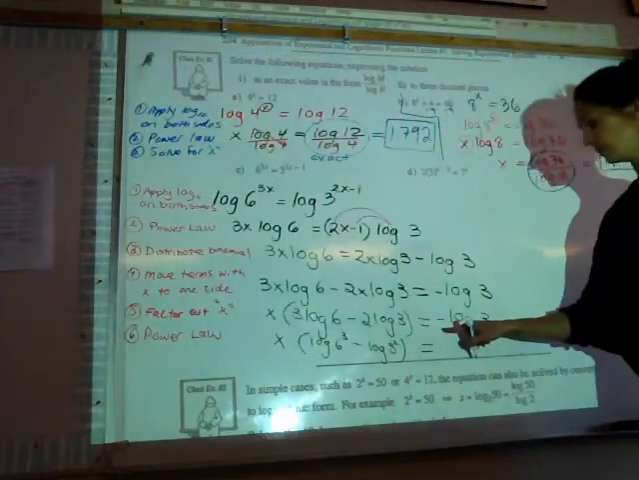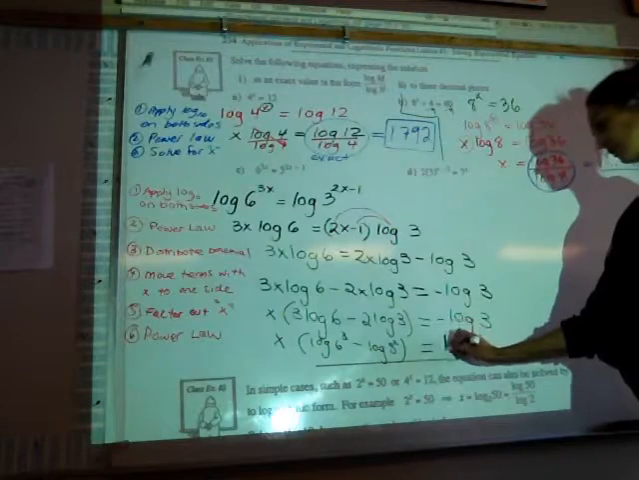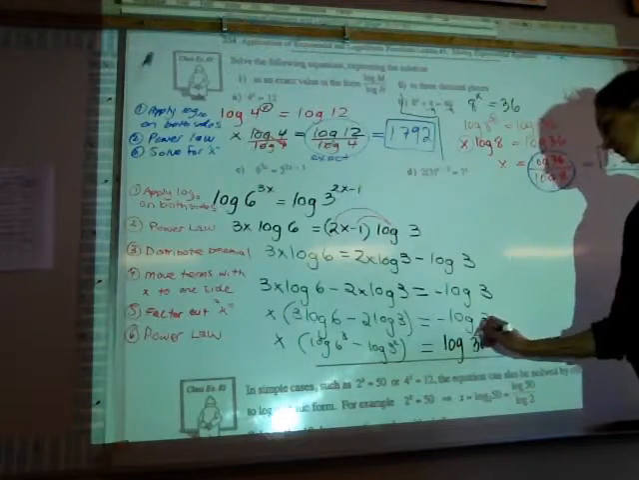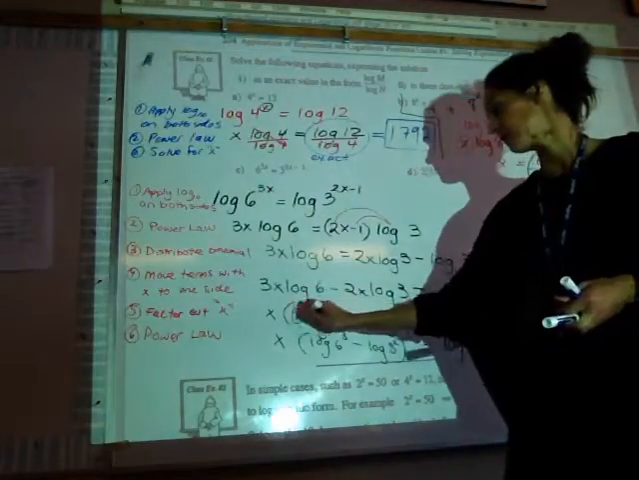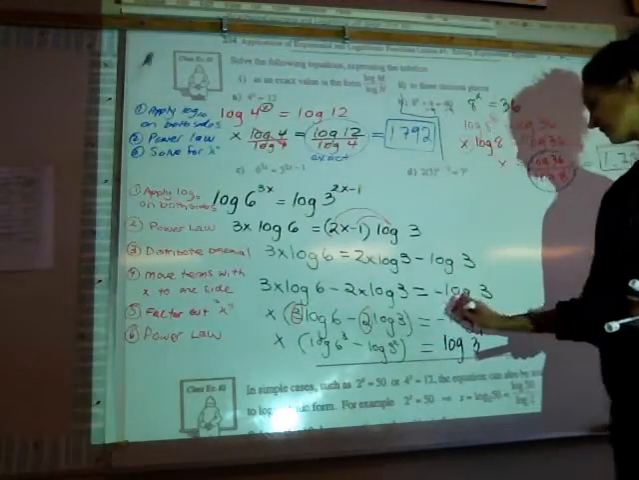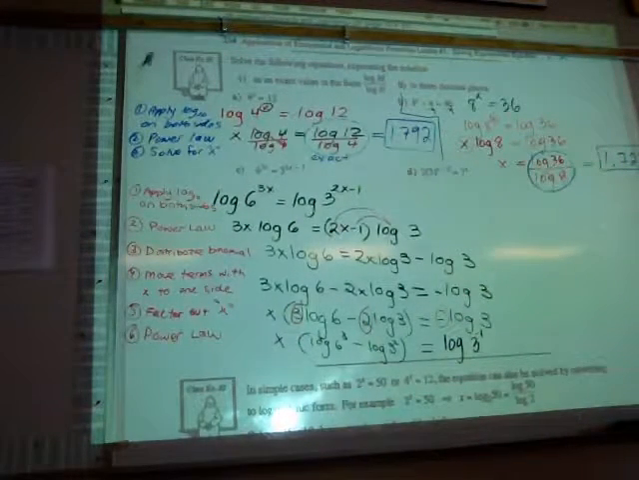That's going to equal this negative. It's going to become an exponent. So we equal log 3 to the power of negative 1. So we took all these coefficients and we moved them as exponents. Okay, so we applied the power law.